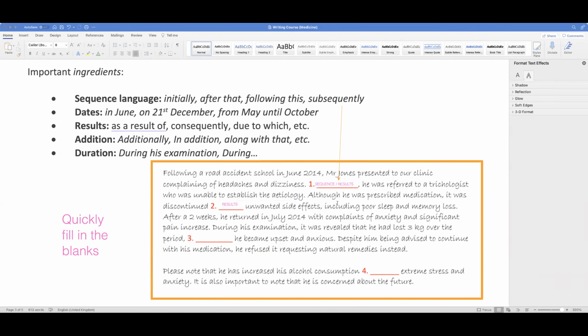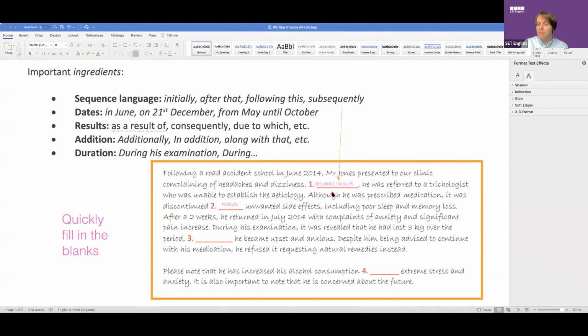Can I always use them in place of each other? Is it the same? No. Why not? Why can I not always use results and sequence exactly the same? Let me give you an example. Alan had a bath. Following that, he watched TV.